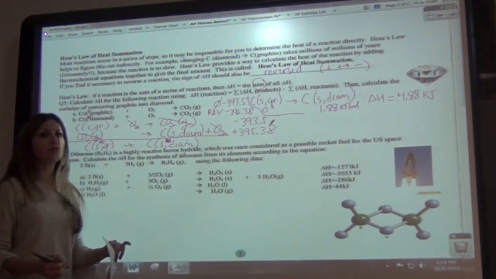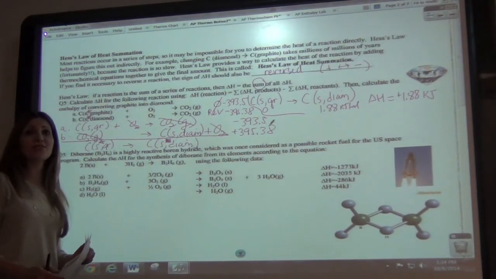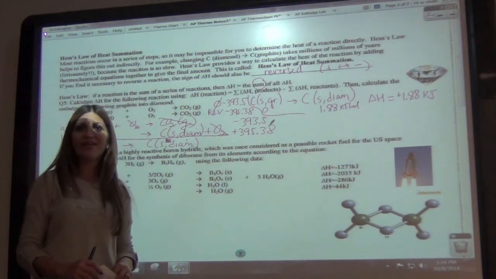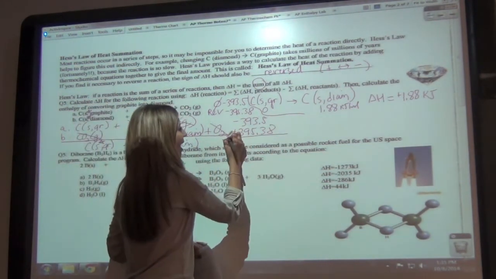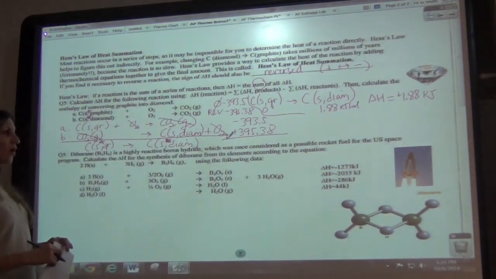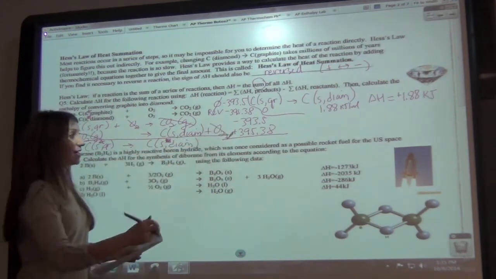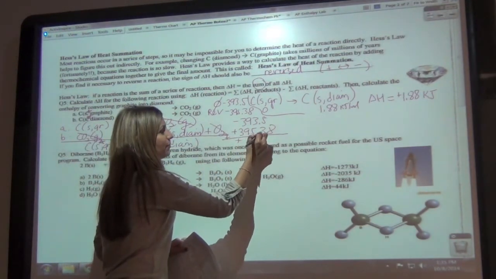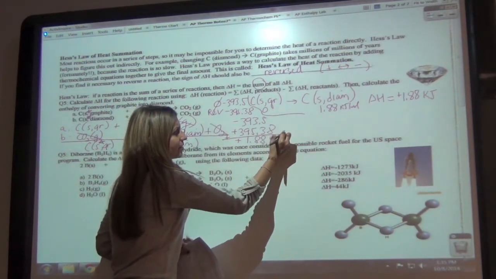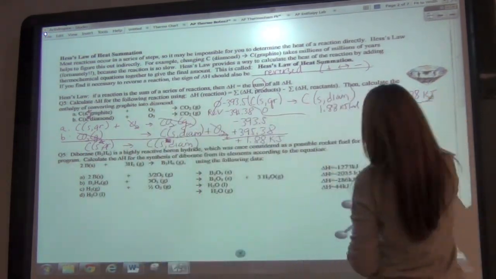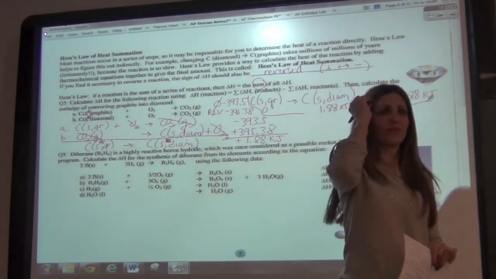Positive 395.38. Guess what you do to these numbers if it's called Hess's law of heat summation? Add them. Awesome. We're going to add these two together, and that's our overall delta H. So if you add these two together, what you end up getting is positive 1.88 kilojoules, which is what we got over here when we did products to reactants for carbon.